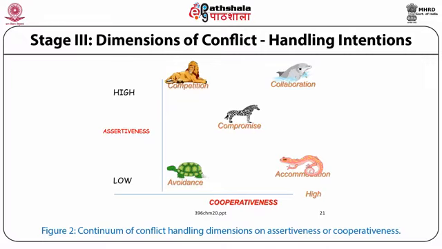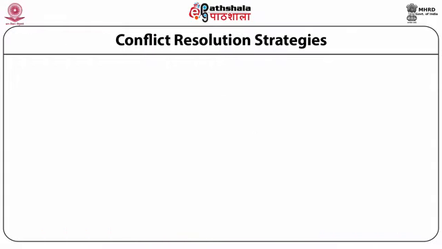If he is low on both cooperativeness and assertiveness, he will go in for avoiding the situation. If he wants to follow a middle path between assertiveness and cooperativeness, he will compromise in the given situation.